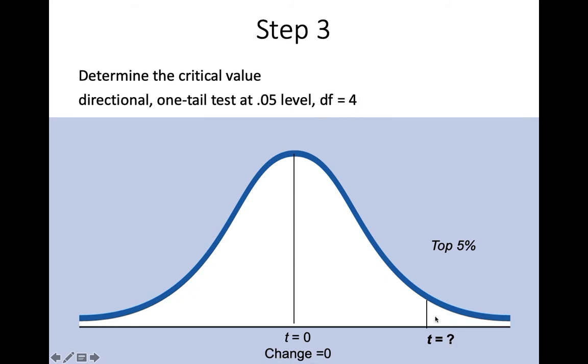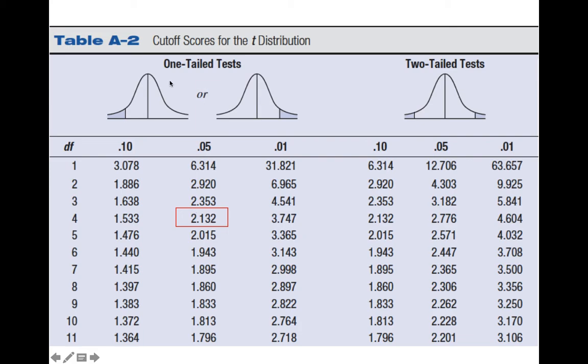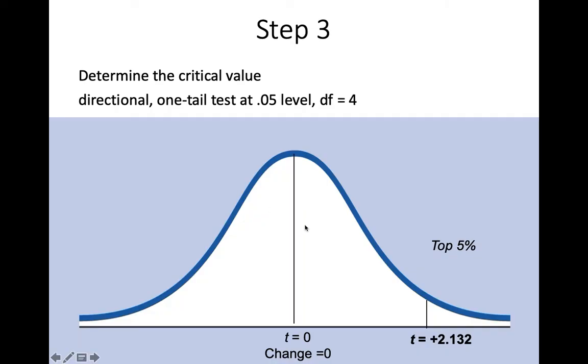So we're going to use our t-table, our table of cutoff scores, to come up with the t-value that we need as our critical value that is associated with the top 5% of the distribution when degrees of freedom is 4. All right, so looking at our one-tailed test, alpha 0.05, degrees of freedom 4, we get a critical t of, in this case, it will be positive 2.132. Okay, so there we are.